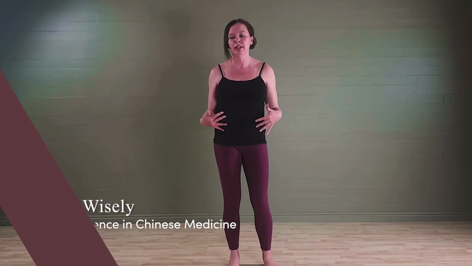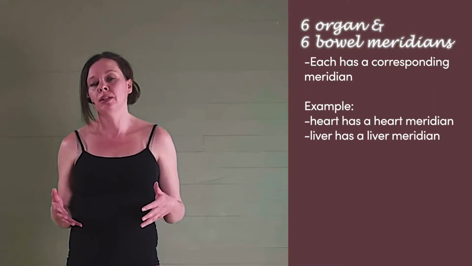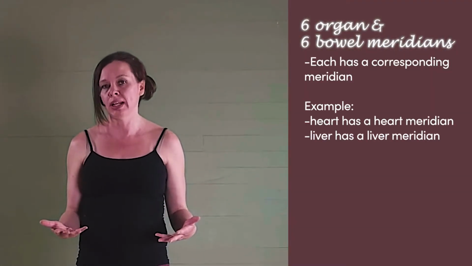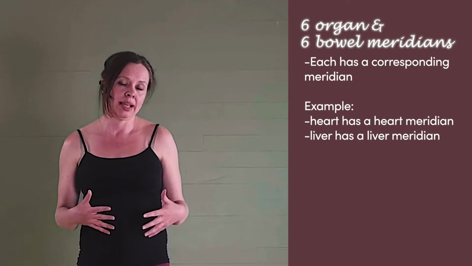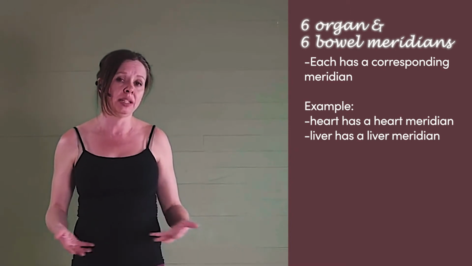To get started talking about acupressure, one of the first things that we need to cover is general and basic meridian theory. Within the framework of Chinese medicine, they discuss that there are 6 organs within the body and 6 bowels. Each of these organs and bowels has a corresponding meridian that is named the same. So your heart has a heart meridian, your liver has a liver meridian, et cetera, and so forth.